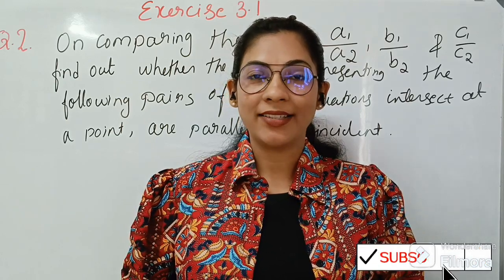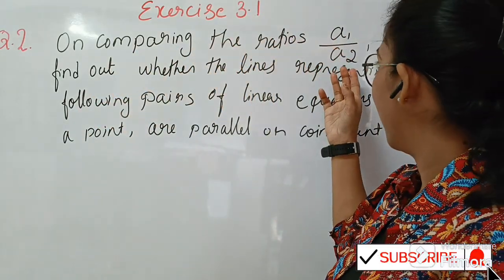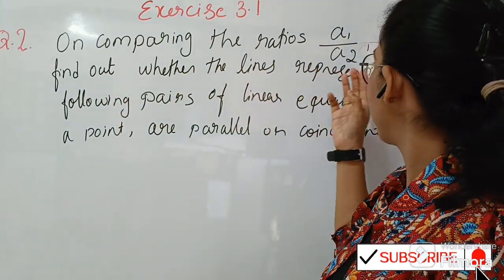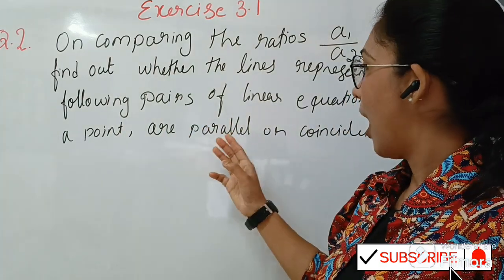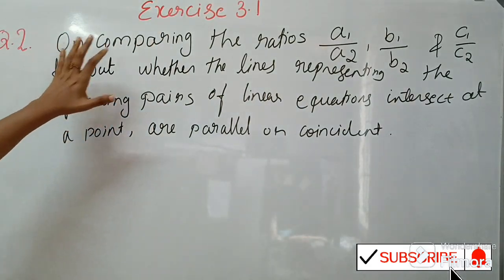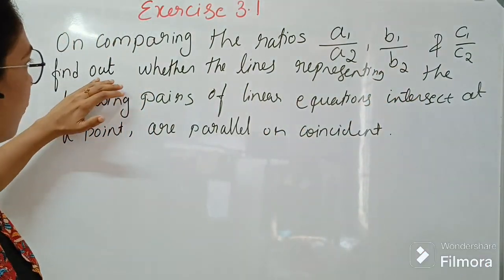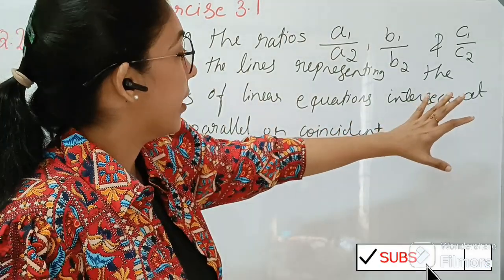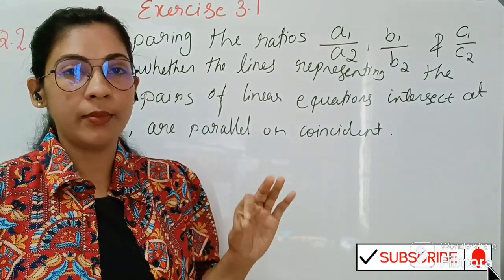So the second question from exercise 3.1 is: on comparing the ratios a1 by a2, b1 by b2 and c1 by c2, find out whether the lines representing the following pairs of linear equations intersect at a point, are parallel or coincident. Once again, on comparing the ratios a1 by a2, b1 by b2 and c1 by c2, find out whether the lines representing the following pairs of linear equations intersect at a point, are parallel or coincident. And there are three examples given.